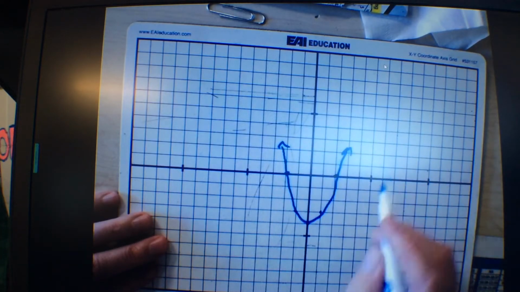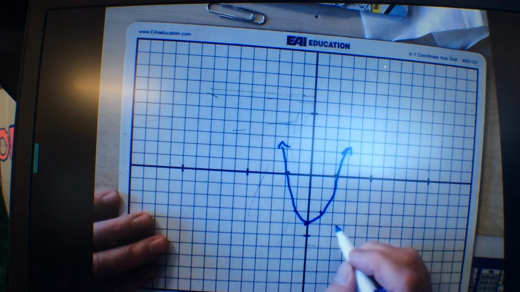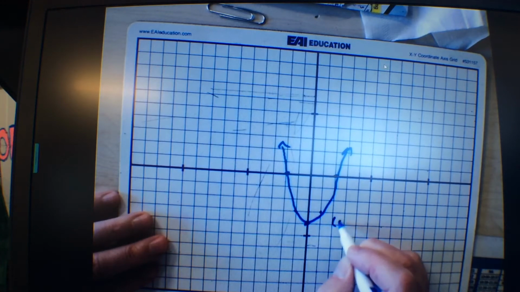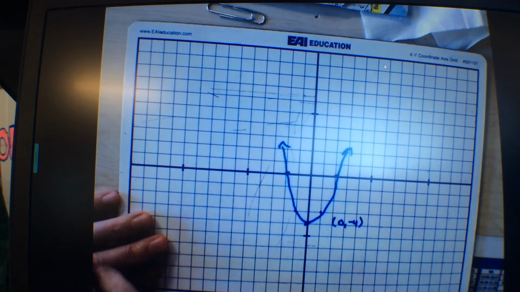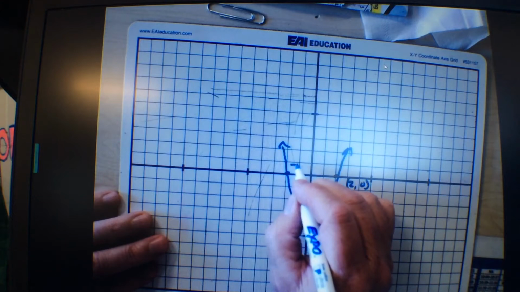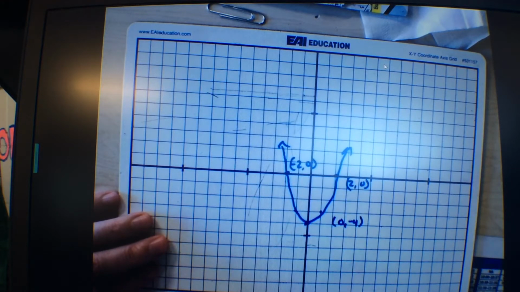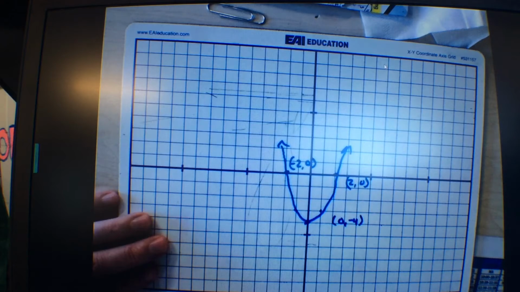Okay. So the y-intercept right here, where it touches the y-axis, is 0, -4, and it has two intercepts on the x-axis. One is at 2, 0, and the other is at -2, 0. And you can see those are the intercepts. And notice how I write them. The y-intercept has 0 and then a number, and the x-intercept is the opposite. Okay.